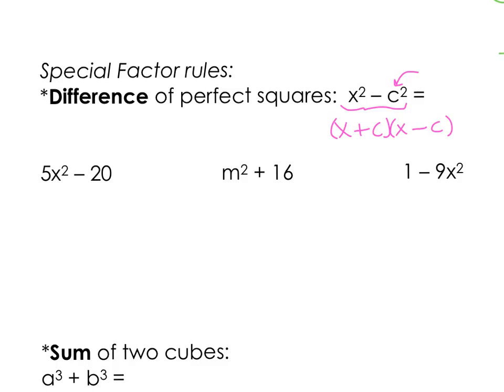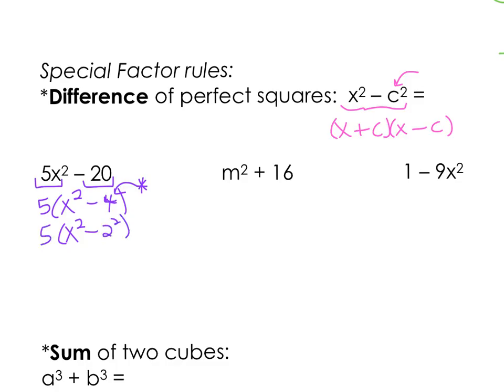5x squared minus 20. This one's kind of strange because right away you see 5 and 20. They're not perfect squares. However, we do have a common factor. If you factor 5 out of both terms, we get x squared minus 4. And 4 is a perfect square. That can be rewritten as 2 squared.